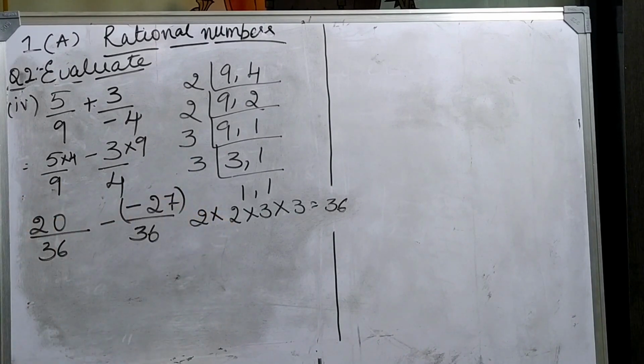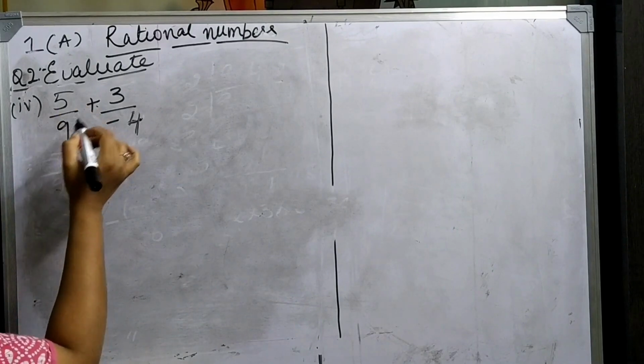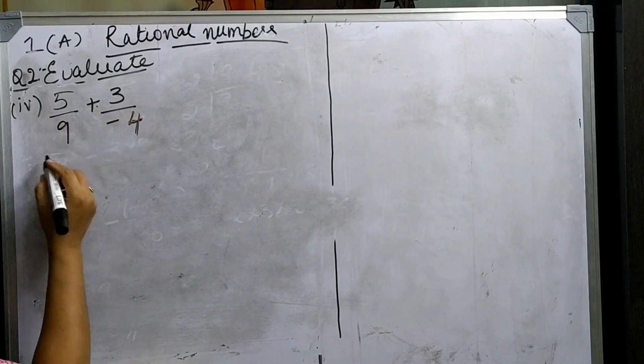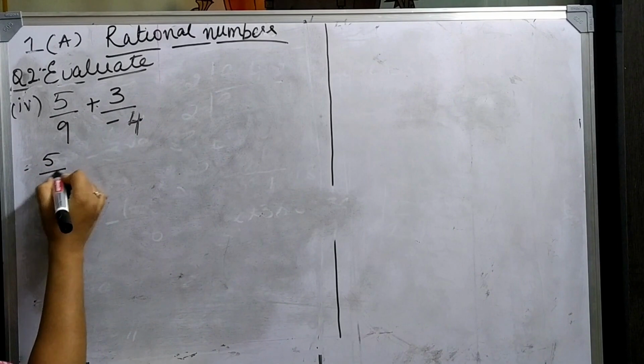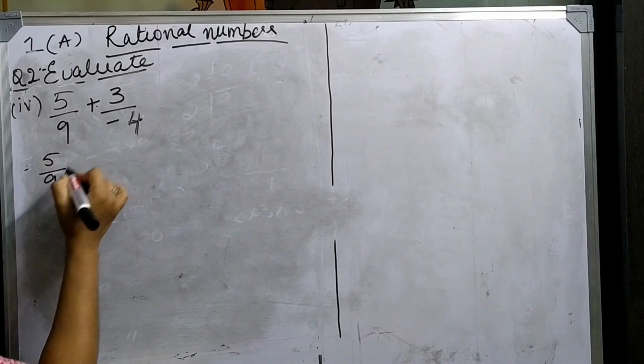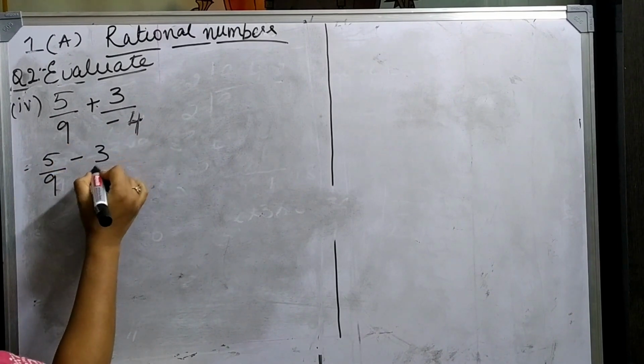So, sorry, there's a mistake. We'll do it again. So the fourth question is 5 by 9 plus 3 by minus 4, which is equal to, we have to take the LCM of 9 and 4, 5 by 9 minus of 3 by 4.